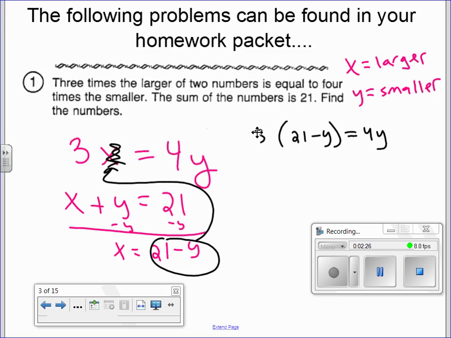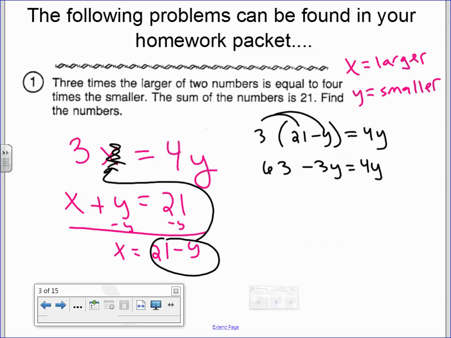We do have a little distributing to do with this 3. So 3 times 21 is 63. 3 times negative y is negative 3y. And of course we have a 4y over here. We're solving for y. Keep your eye on the prize. So let's move the 3y over. Get 63 equals 7y. And divide both sides by 7.